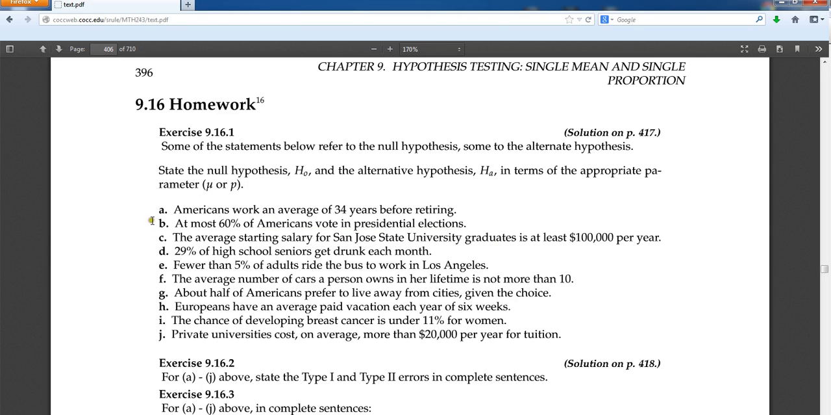When at most, let me start again. I hit the mouse and then it right-clicked. So the type 1 error would be saying at most 60% of Americans vote in presidential elections when in fact more than 60% vote. Type 2 error would be disagreeing with this statement.